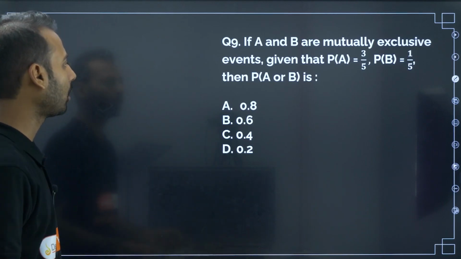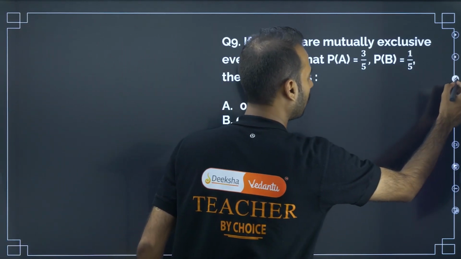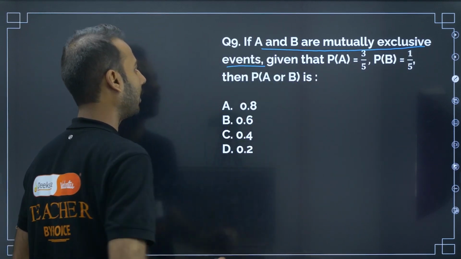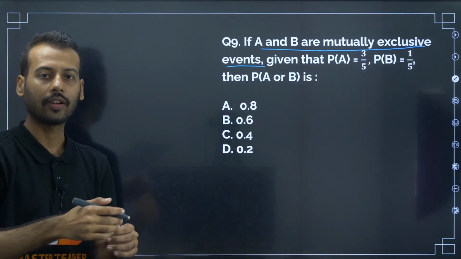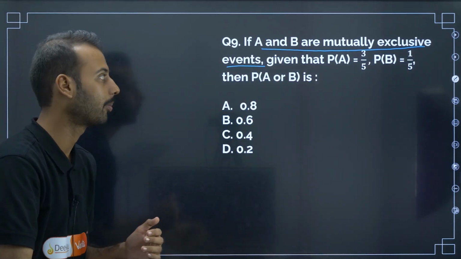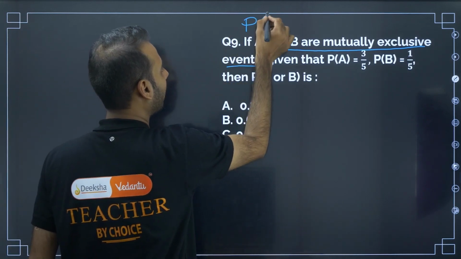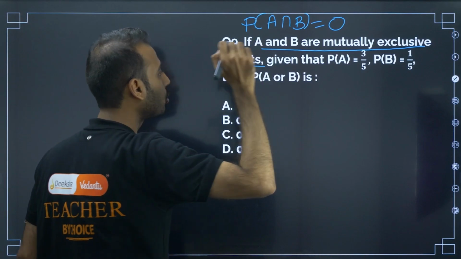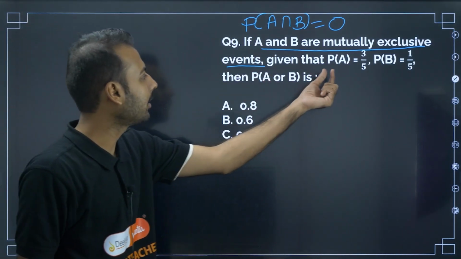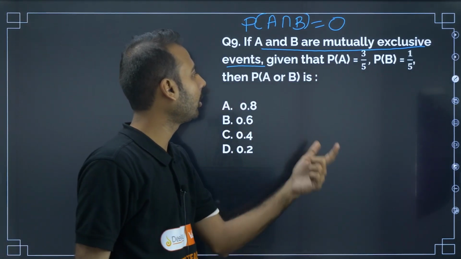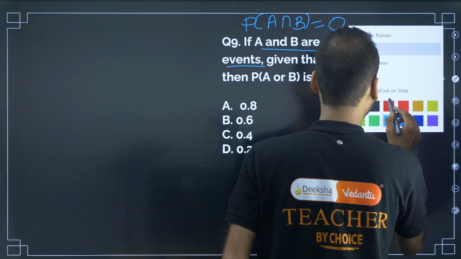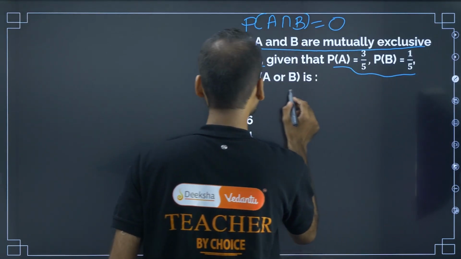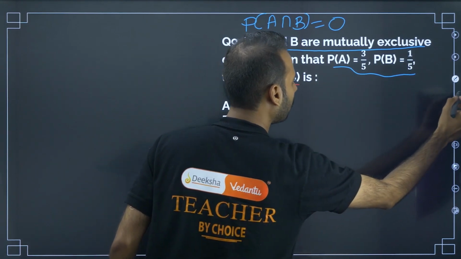If A and B are mutually exclusive events, what are they talking about? Mutually exclusive events means if one event happens, the other does not happen. That means the probability of A intersection B is 0. Given that P of A is equal to 3 by 5 and P of B is 1 by 5, what are they asking? They are asking P of A or B.